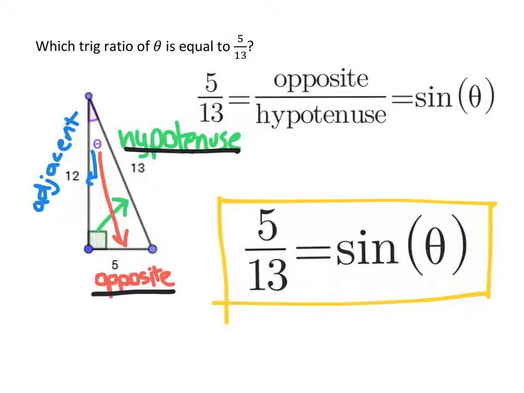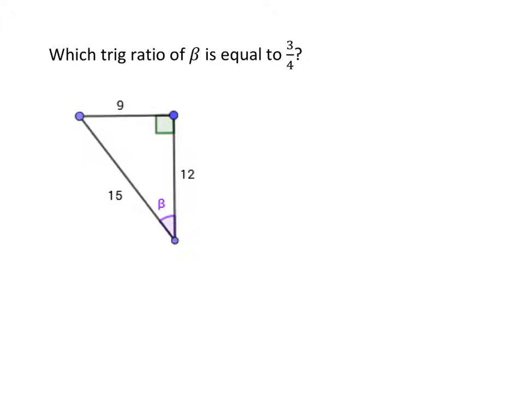Let's do another example. This problem's a little bit different. If we look closely, we'll see that our ratio we're given is 3 over 4, but then on our triangle, we only have the side lengths of 9, 12, and 15. We don't have anything that's a side length of 3 or a side length of 4. So where does the 3 and the 4 come from in this triangle?